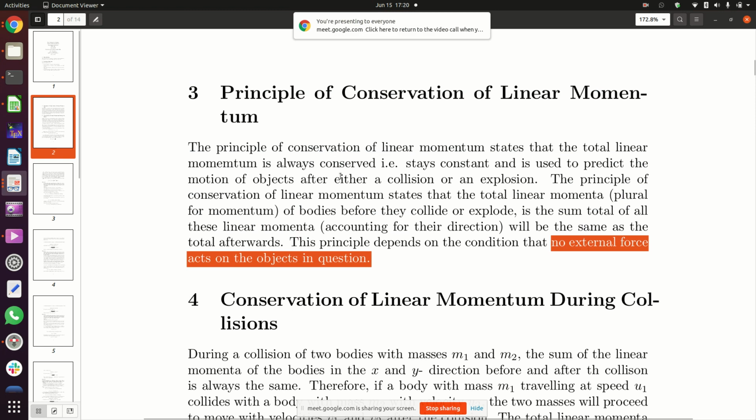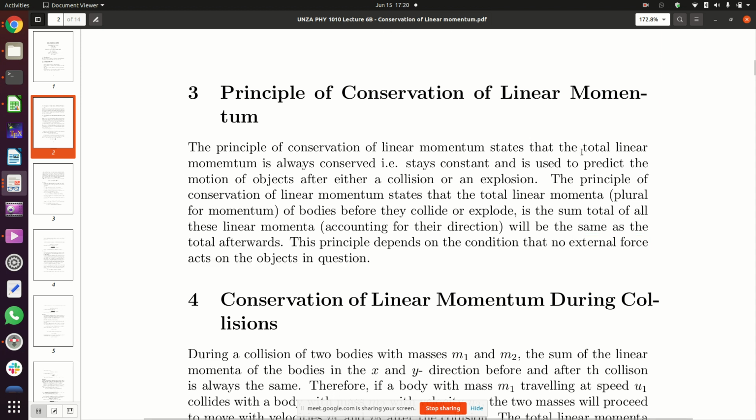Okay, so what does the principle of conservation of linear momentum say? It says that the total linear momentum is always the same before and after an explosion or after a collision. When you work out the total linear momentum of things which are about to collide, or when an explosion happens, the total linear momentum is always the same. It's always conserved. So if things are about to collide, you work out what is their momentum.